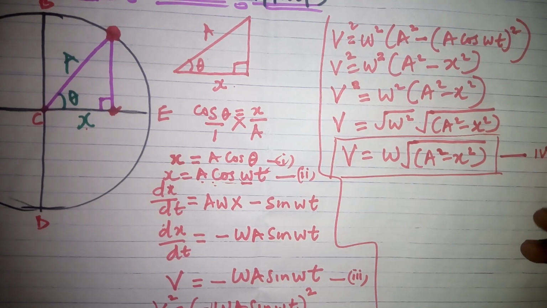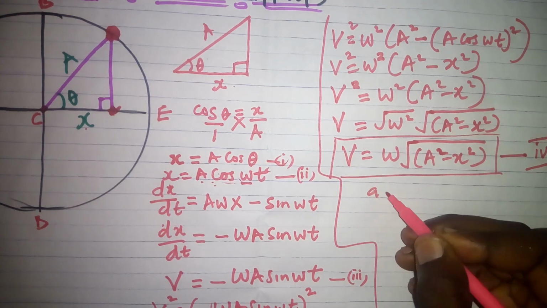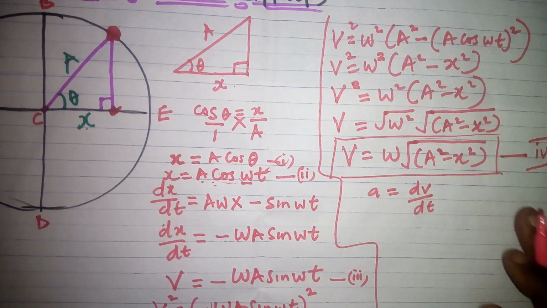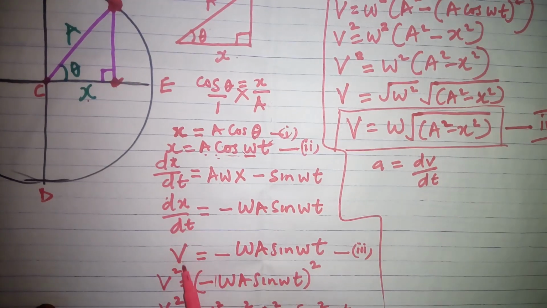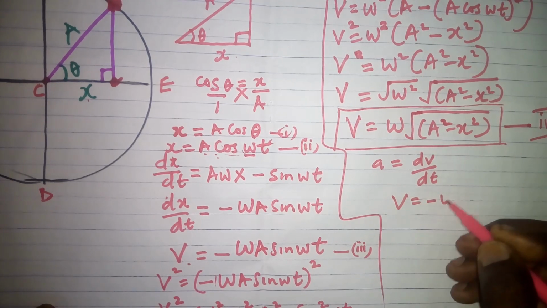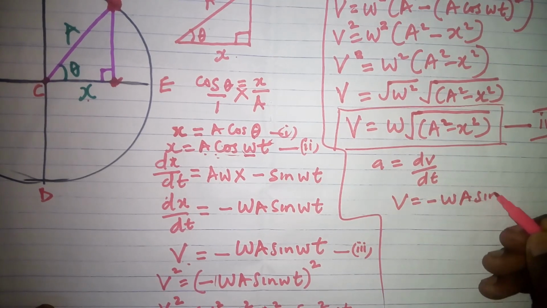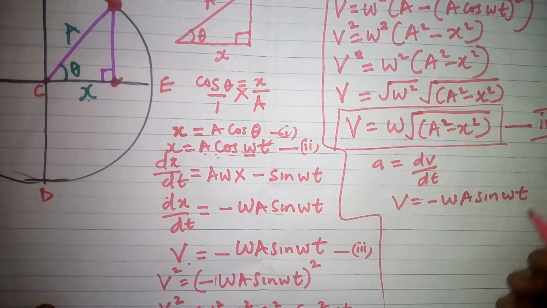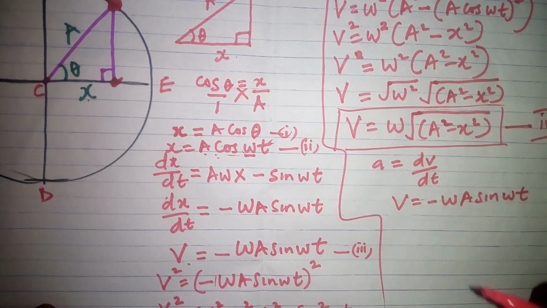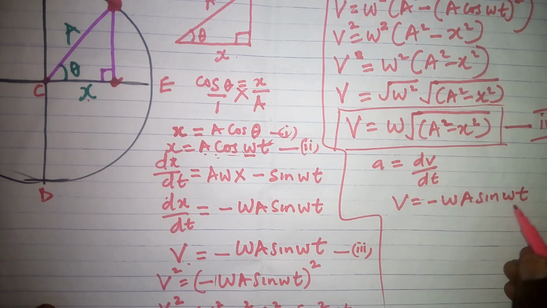This is equation 4. Now for acceleration, we know acceleration is also equal to dv/dt. So our v is here already. We already have our v as, so the v is equal to minus omega a sine omega t. So we are going to do dv/dt according to what I have here to get my acceleration, and that's with respect to t.